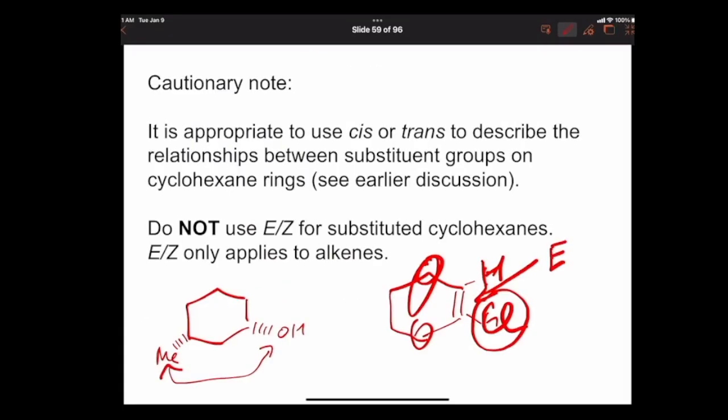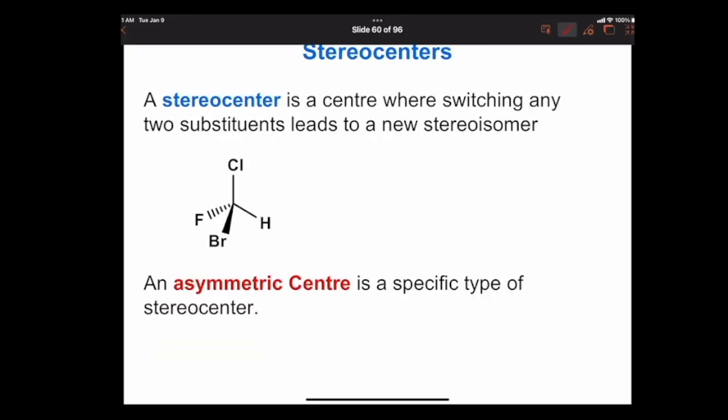Cis, excuse me. These guys are cis, same side. So that's the world of sp2 stereoisomers. If we have alkenes, that's where we start off. The one other kind of stereoisomer comes from the sp3 center.